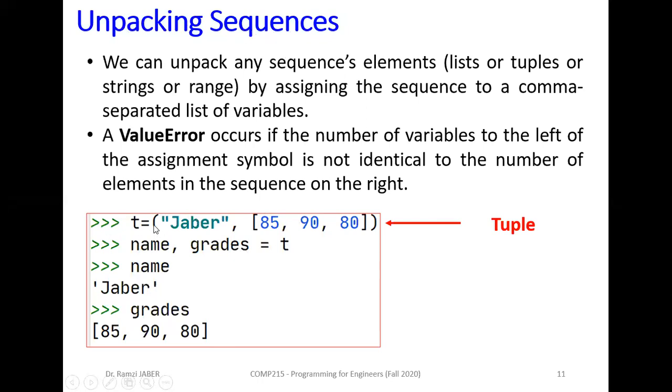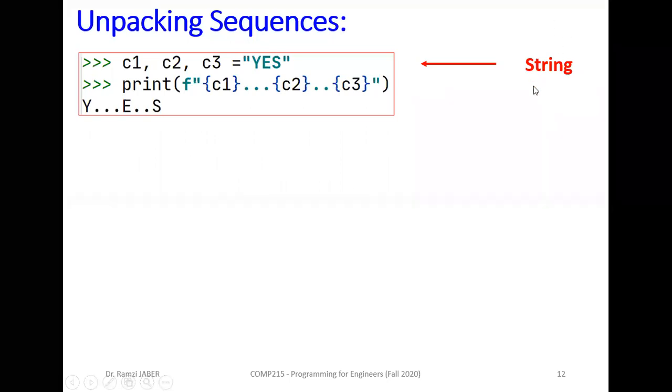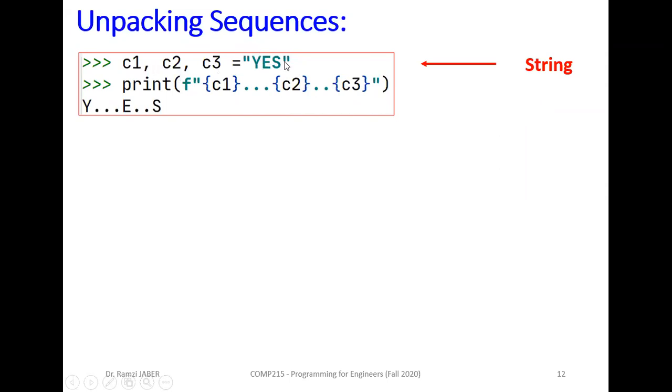This can be done for tuples, also for strings. Example here, C1, comma, space, C2, comma, space, C3 equal yes. Between quotation, we have three characters here. Three variables, three characters. Left side equals right side. Okay? So now C1 will be equal to Y, C2 will be equal to E, C3 equal to S, because we have one string that contains three characters. So we can unpack a sequence for a string also.